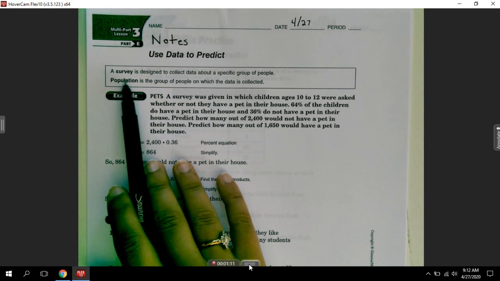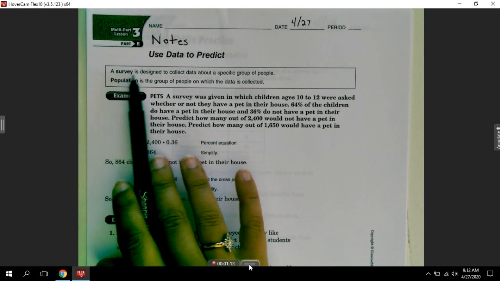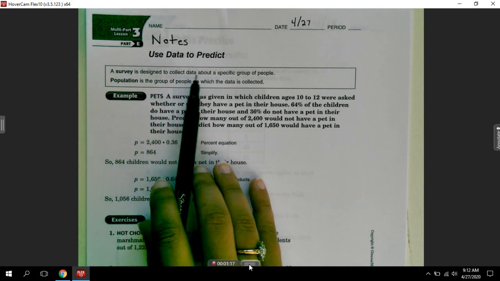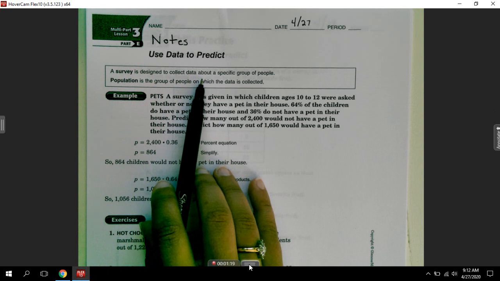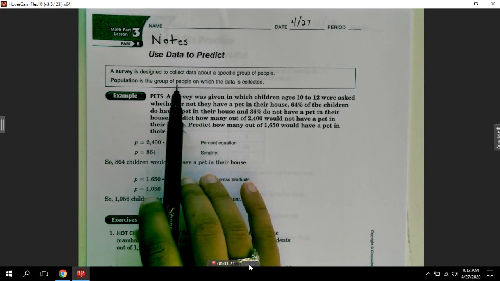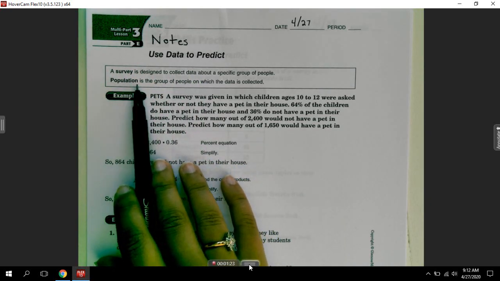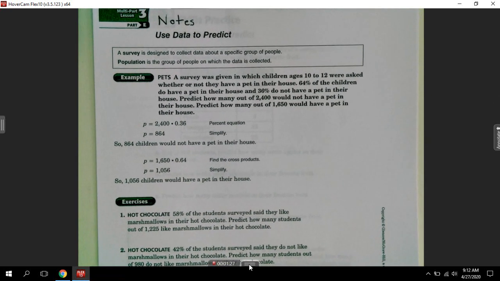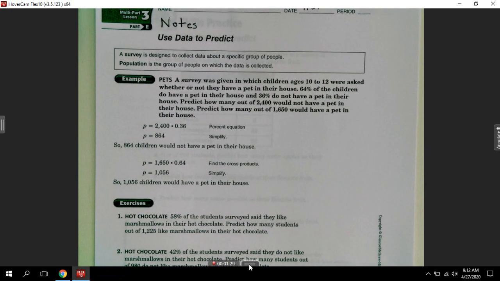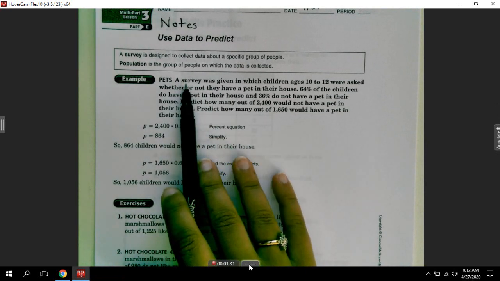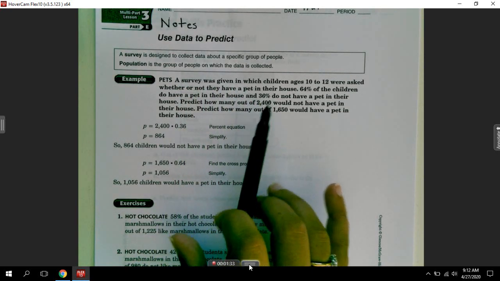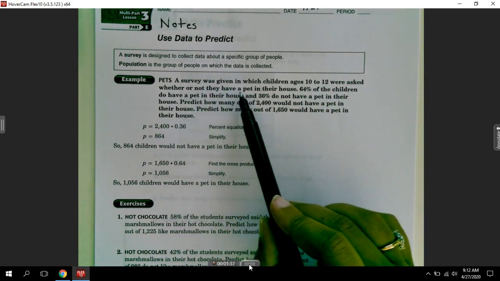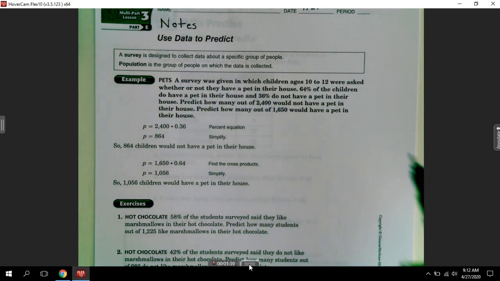All right, so a survey, this is not a new term to us. We talked about surveys last week, but it's designed to collect data about a specific group of people. And then a population is that group of people that you are collecting the data from, that you're surveying. Okay. So we have an example here. It says a survey was given in which children from ages 10 to 12 were asked whether or not they have a pet in their house.